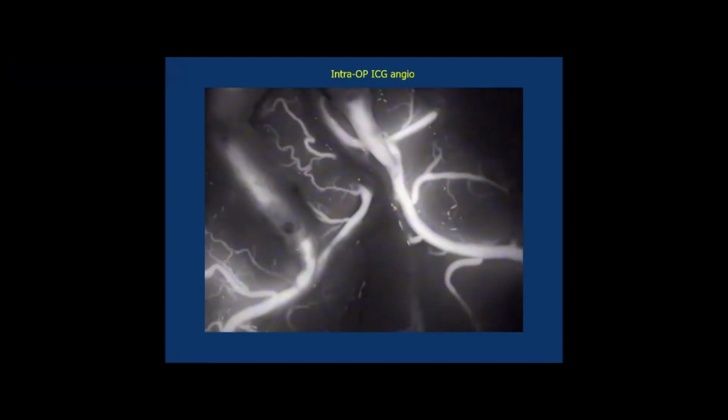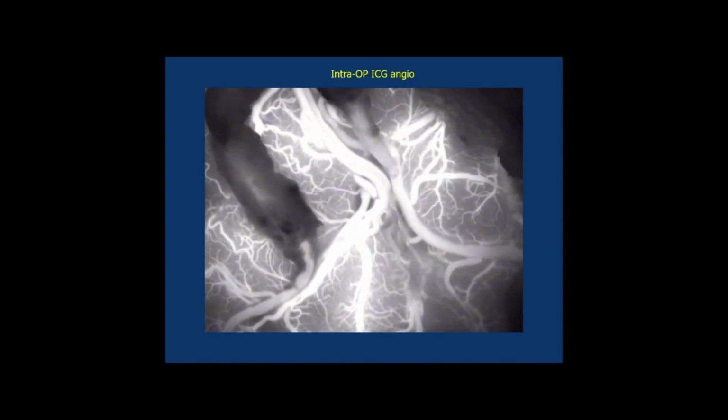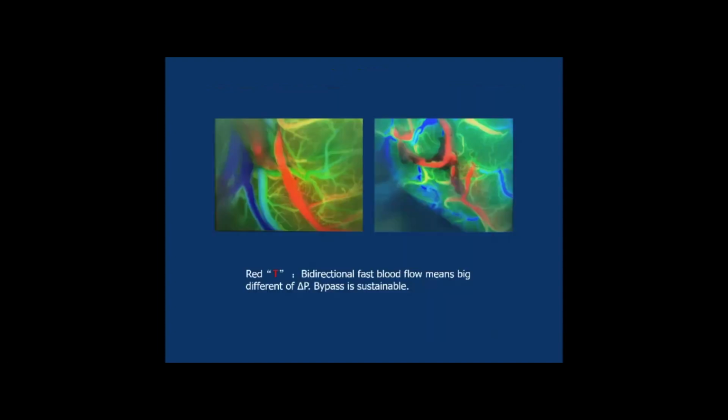This is after the double bypass, intraoperative ICG. You can see this is a bidirection faster blood flow, which means big delta P. So in this kind of condition, the bypass is sustainable. This is a single bypass. We can see the red T, and this is a double bypass. We can see the 2 red T.